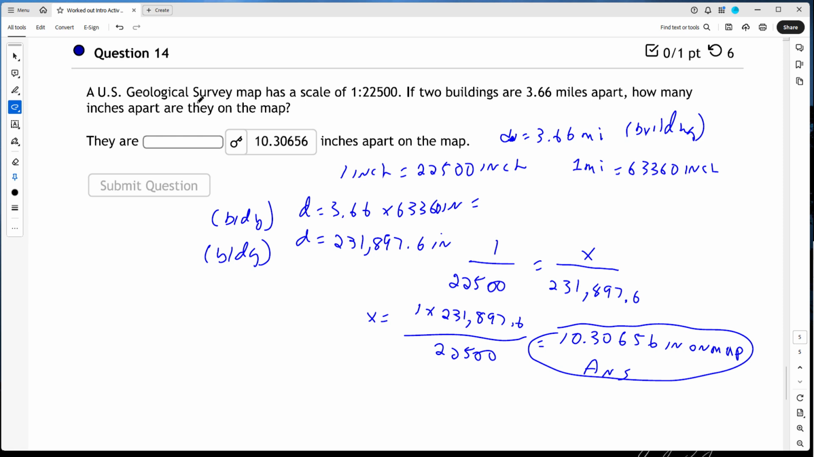A U.S. Geological Survey map has a scale of 1 to 22,500. If two buildings are 3.66 miles apart, how many inches apart are they on the map? Okay, so 1 inch on the map is 22,500 inches in real life. And we see there how many miles apart they are.